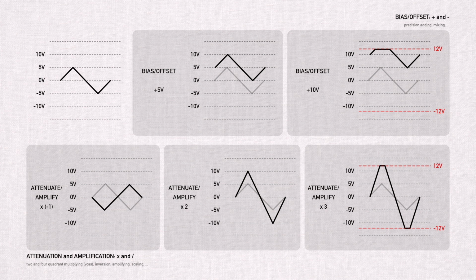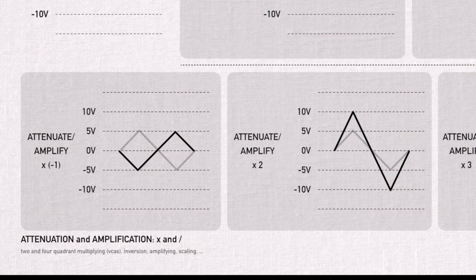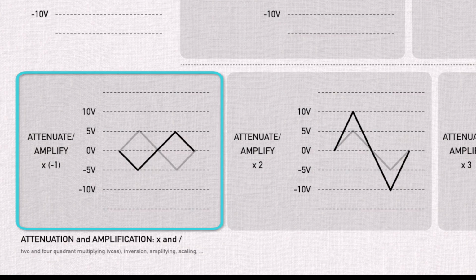And this is not summation or subtraction. Attenuation or amplification are both just multiplication. And you can multiply by a negative number. And when you multiply by -1, as we can see in the first diagram here, you just get the inverted signal. So whenever you have a module with a switch next to an input to invert the signal, this is really what it's doing. There's a built-in VCA which multiplies the signal by -1.